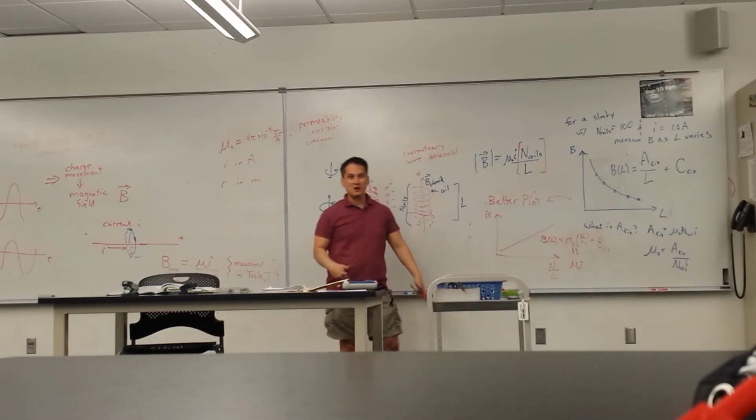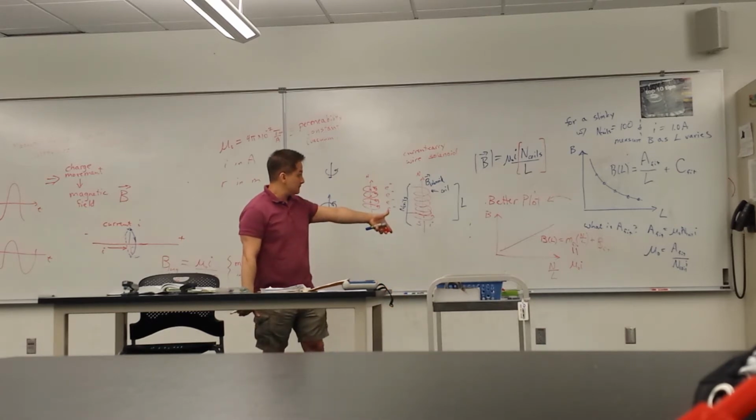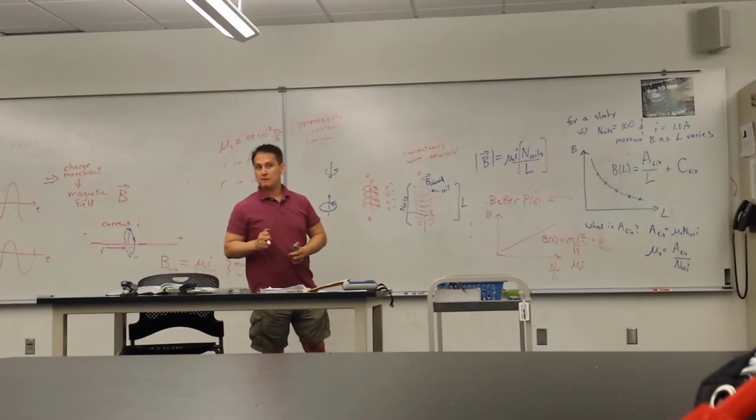So if I took that linear slope and divided it by the amount of current, guess what? I ought to be able to get mu naught.